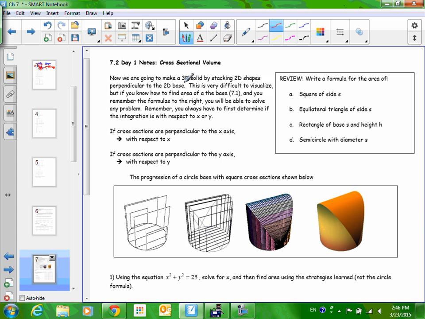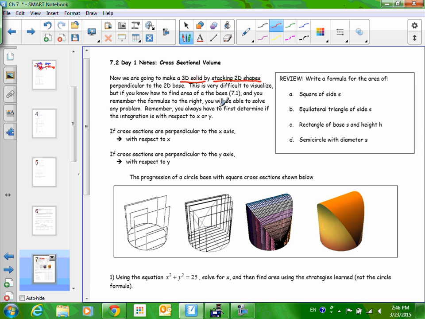Okay, what we're going to do now is we're going to make a 3D solid, and we're going to be able to find the volume. Okay, this is how we're going to do it. We're still going to start with the base, which is what we did before. So the area that we did before, you kind of think of it like area of the base. And we are going to stack 2D shapes perpendicular to the base.